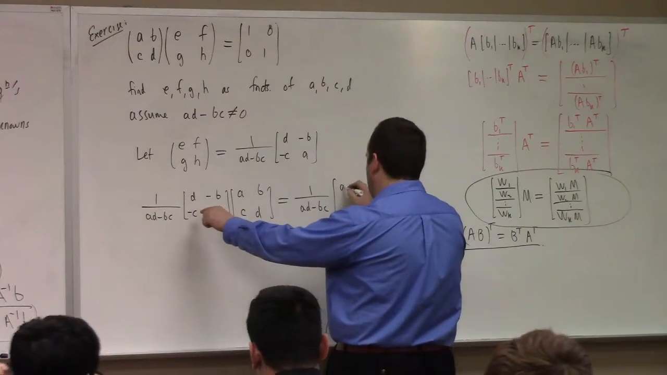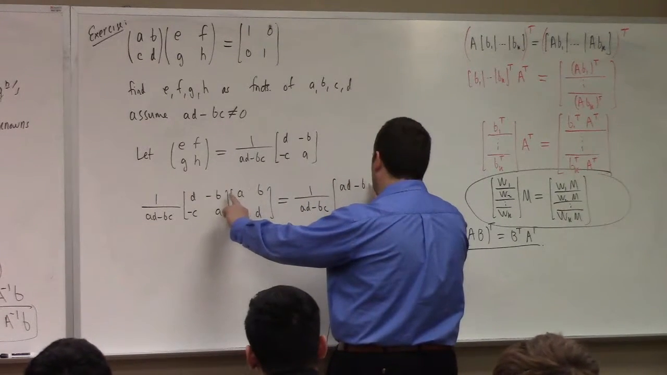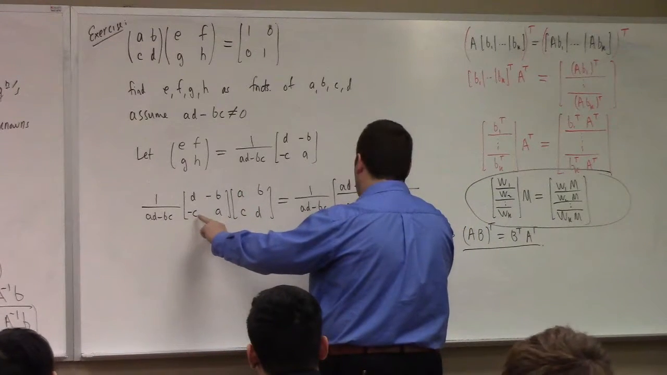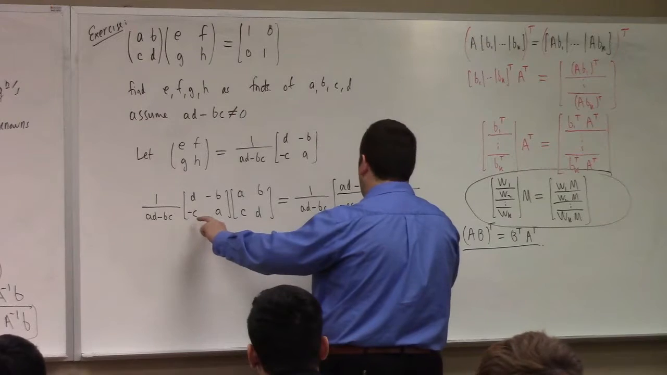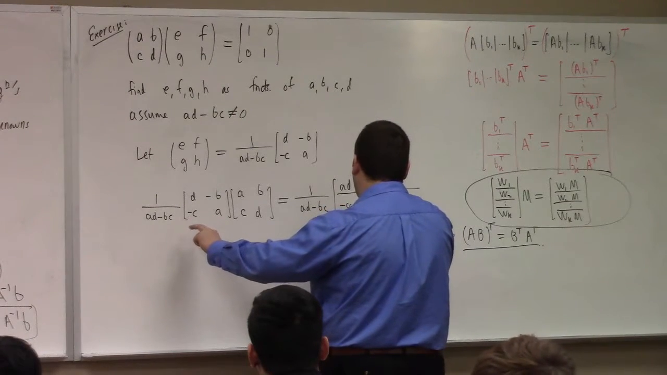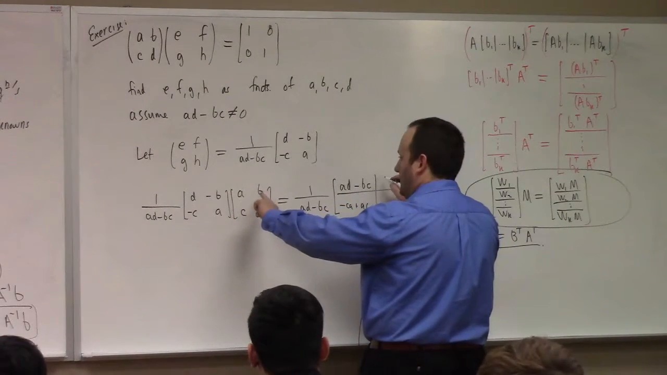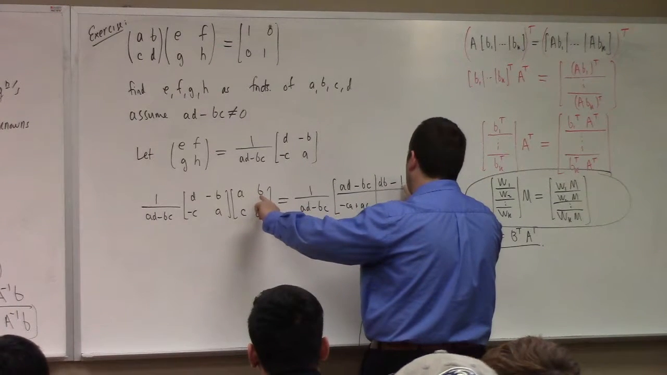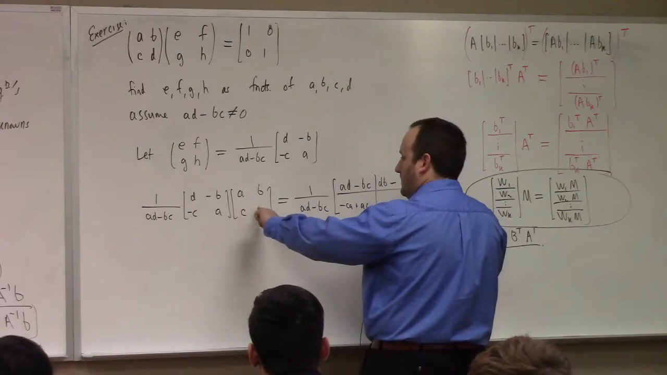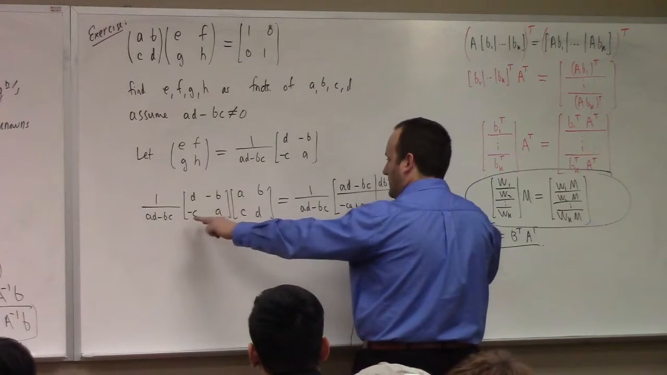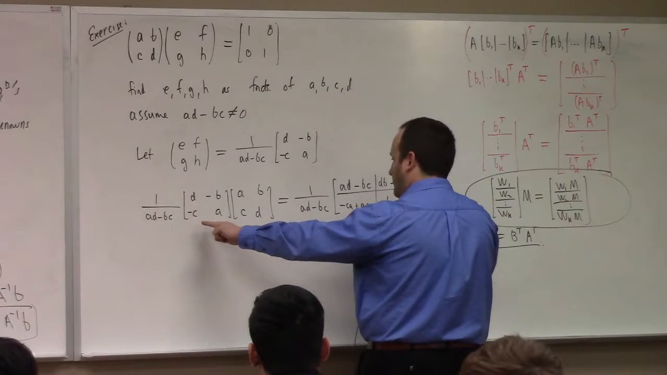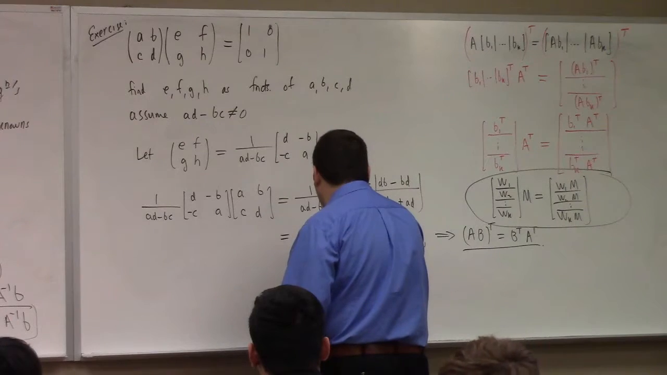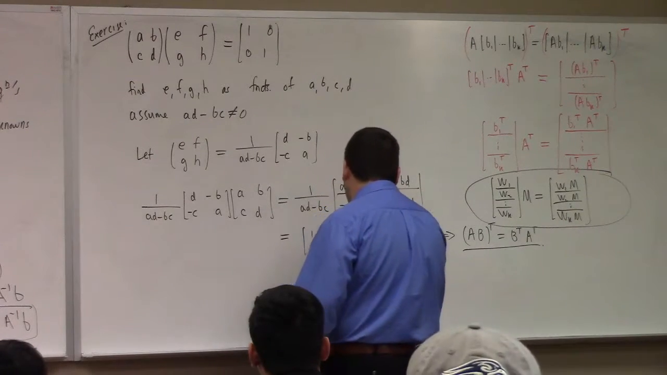Let's see here. So we get AD minus BC. We get minus AC plus AC. And then we get DB minus BD. And finally, minus BC plus AD. Also known as 1, 0, 0, 1. Woo-hoo.